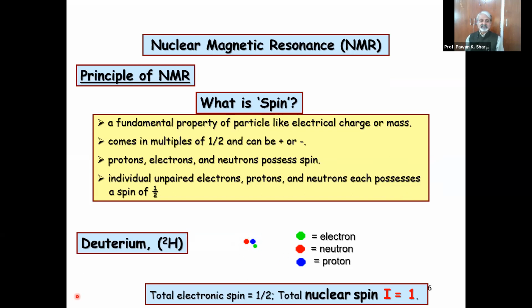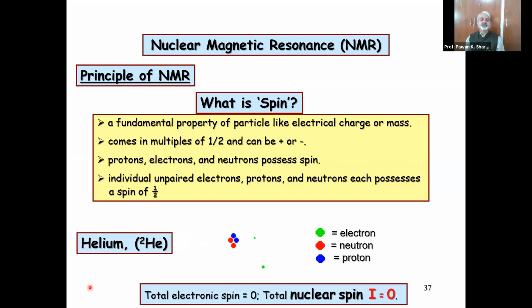Right? Now take the case of helium, which has everything double. In case of helium, you see everything is double. It has 2 electrons, 2 protons, and 2 neutrons. So 2 electrons paired, that means no unpaired electron. 2 protons paired, no unpaired proton. 2 neutrons paired, no unpaired neutron. So that means total electronic spin 0 because no unpaired electron. Total nuclear spin I is 0 because no unpaired proton, no unpaired neutron.